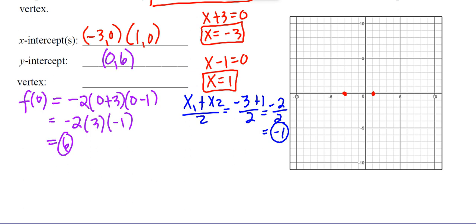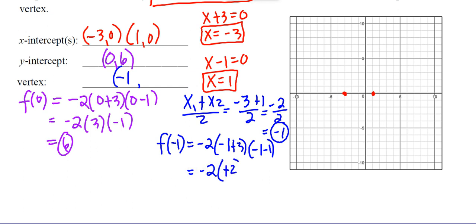And then, how do we get the y of the vertex? Oh, I know that the x of the vertex is negative 1, and I just need the y. I will go back to my equation. I'm going to plug in negative 1 in there. Negative 1 plus 3, negative 1 minus 1. Negative 2, positive 2, negative 2. And that altogether is a positive 8, right? And so negative 1 and positive 8.